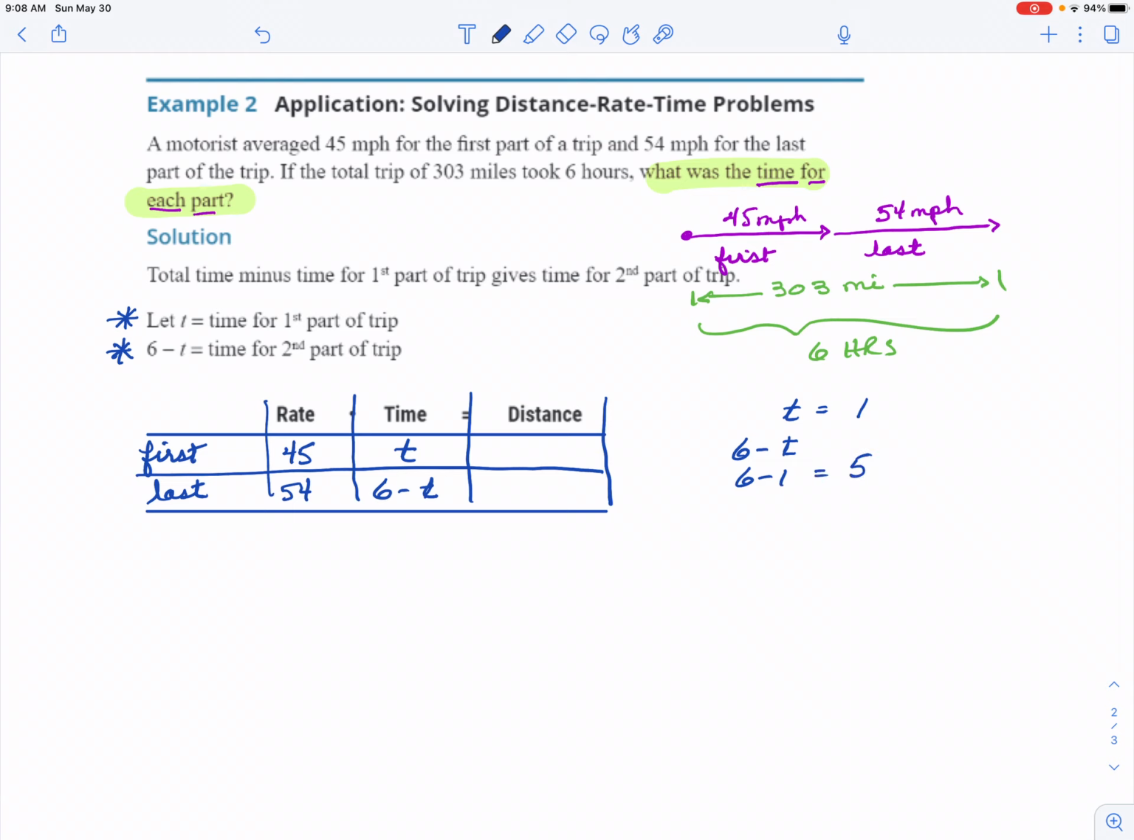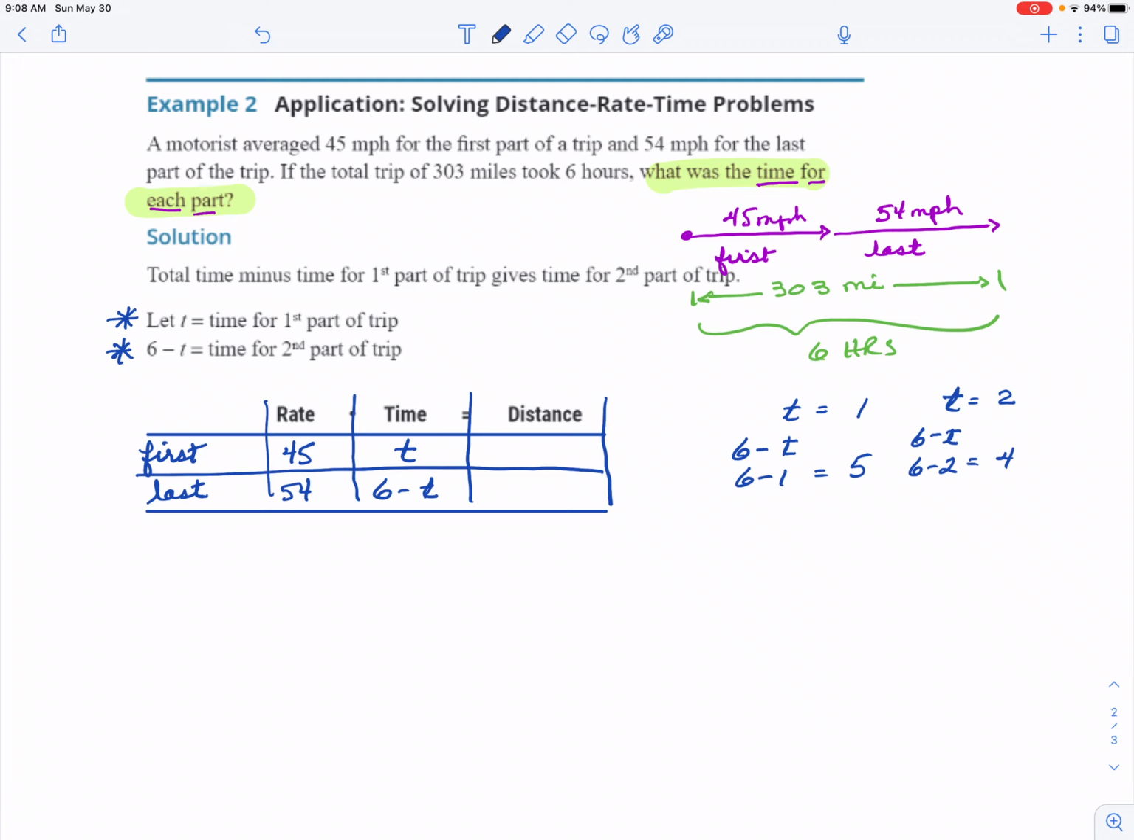That's 5 hours. If the first part of the trip is 2 hours, then what is 6 minus T? It is 6 minus 2, which is 4 hours. So the total 6 subtract the amount for the first part of the trip identifies the number of hours or minutes for the second part of the trip.